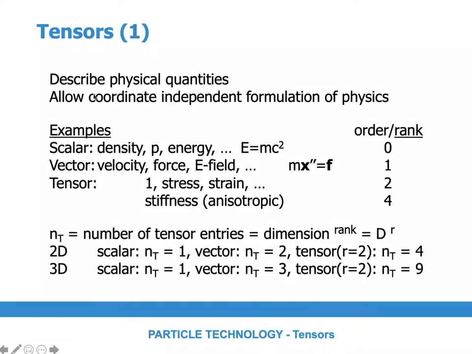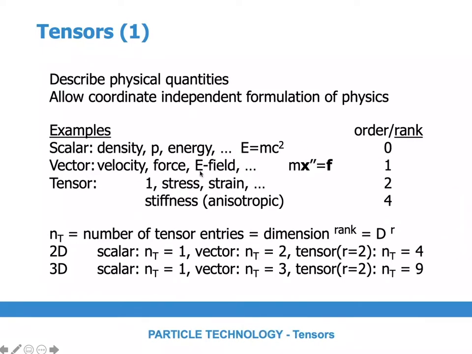Now, tensors. Number one. I have 6 slides here to show you. Tensors describe physical quantities and allow a coordinate-independent formulation of physics. This is why we work with tensors. Examples for scalars: density, pressure, hydrostatic stress, energy, whatever. There are more. And we call this tensor of order 0, rank 0.